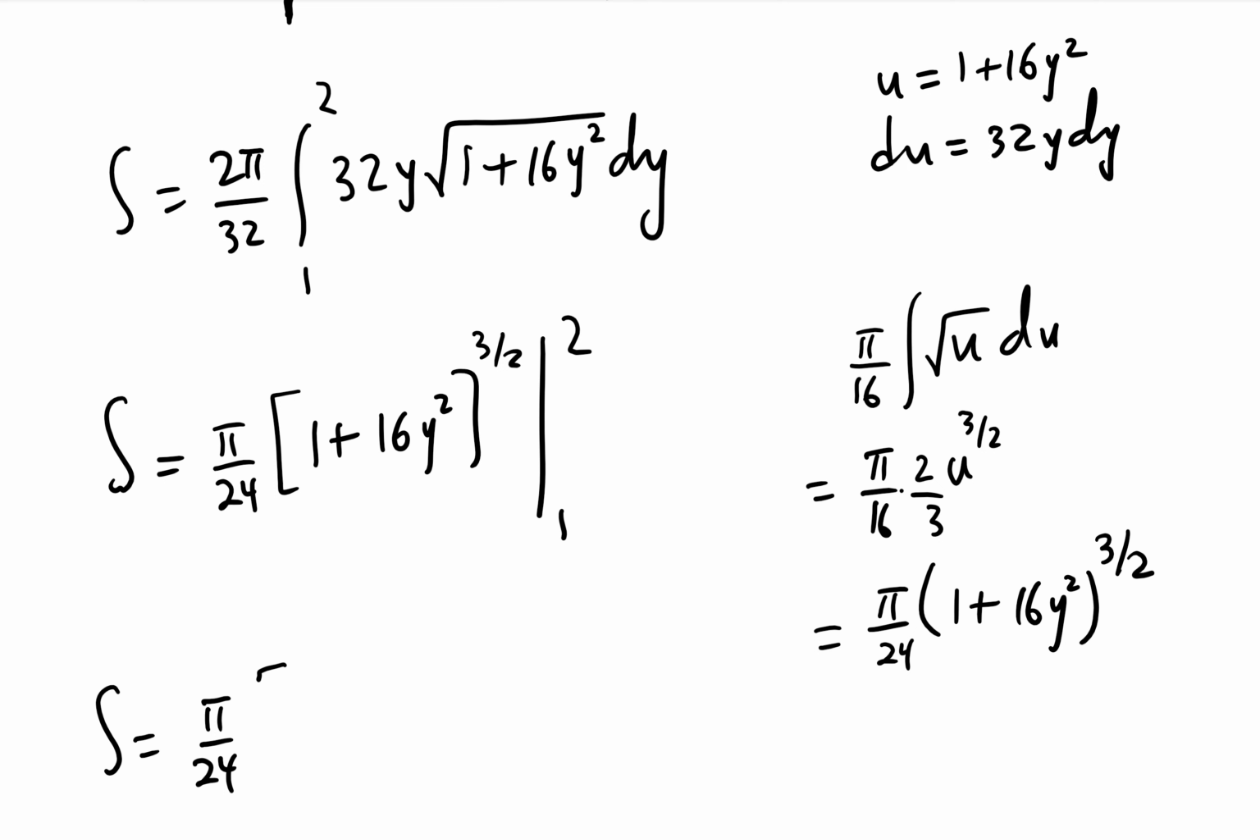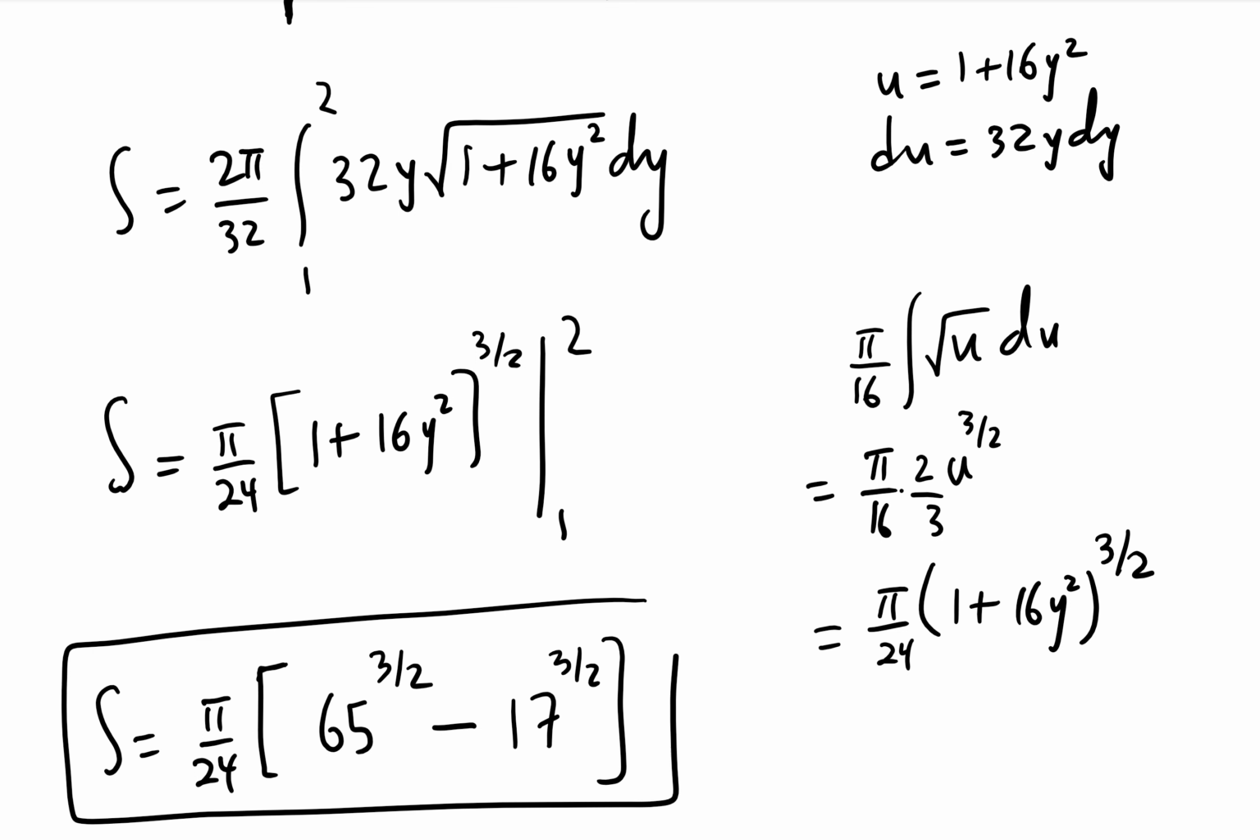Substitute the 2 in for y. You get 4, y squared is 4. 4 times 16, 64, plus 1, 65. So we're going to have 65 to the 3/2 minus, substitute the 1 in, we're going to get 1 plus 16, 17 again to the 3/2. And I think that's the best we can do by hand.